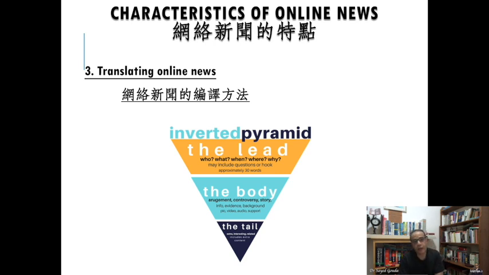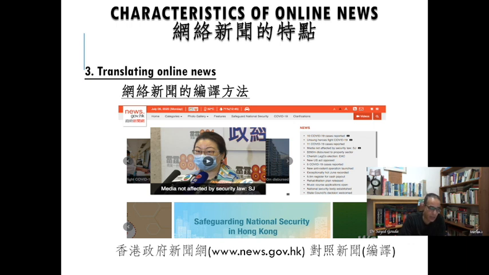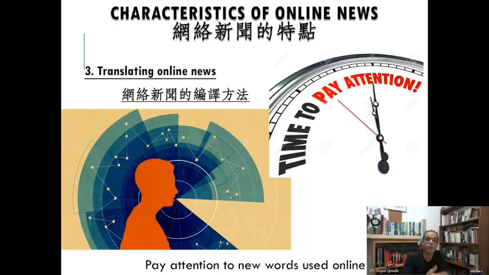There are some online news agencies that use the news as a means of teaching English. For example, Voice of America has a website that covers news bilingual in English and Chinese. Also, the website of the Chinese government news agency has this 对照新闻. So they have the news in English and Chinese, and the Chinese in simplified characters and traditional characters. As an online translator, you need to pay attention to new trendy words.